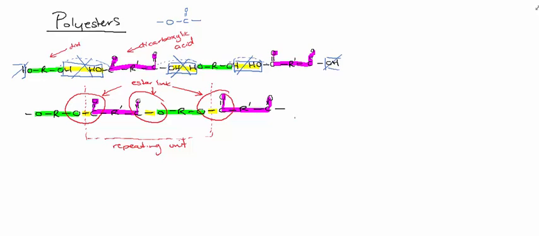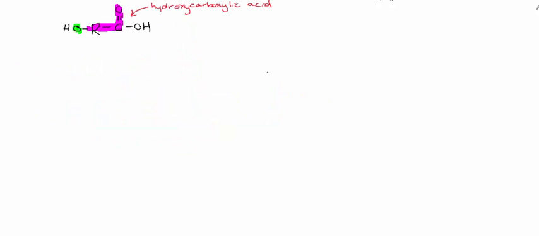So this was the formation of a polyester from a diol and dicarboxylic acid monomer. So we had one of the monomers with two hydroxyl groups and one of the monomers with two carboxyl groups. Now we could also have a monomer unit which has both a hydroxyl and a carboxyl, which would be a hydroxycarboxylic acid.